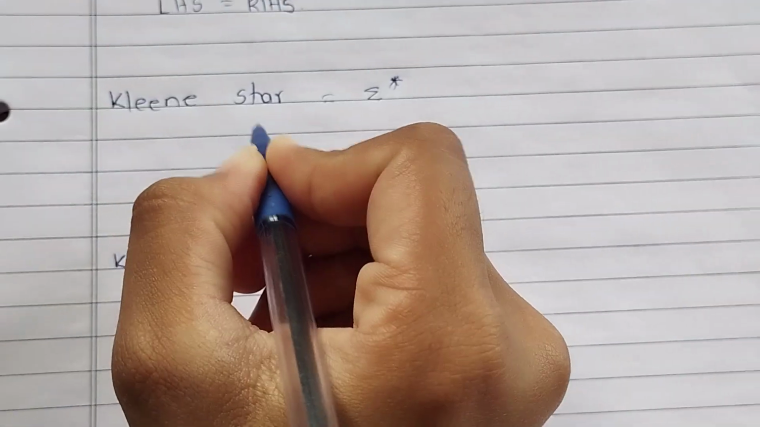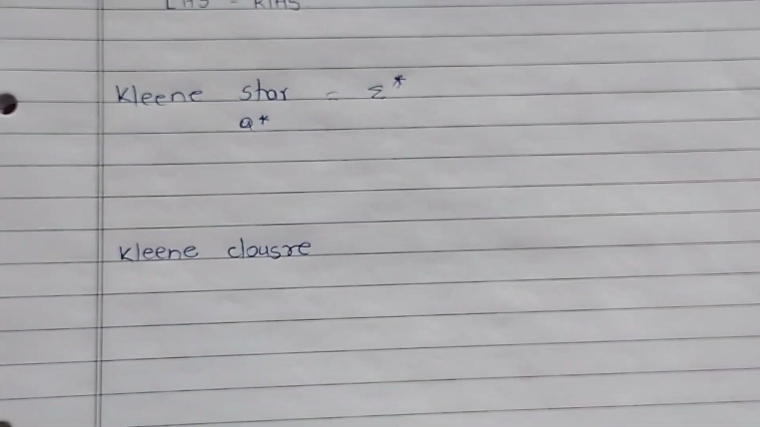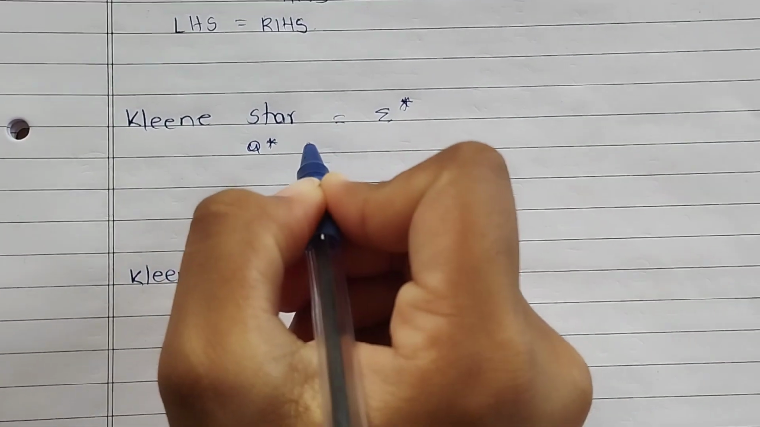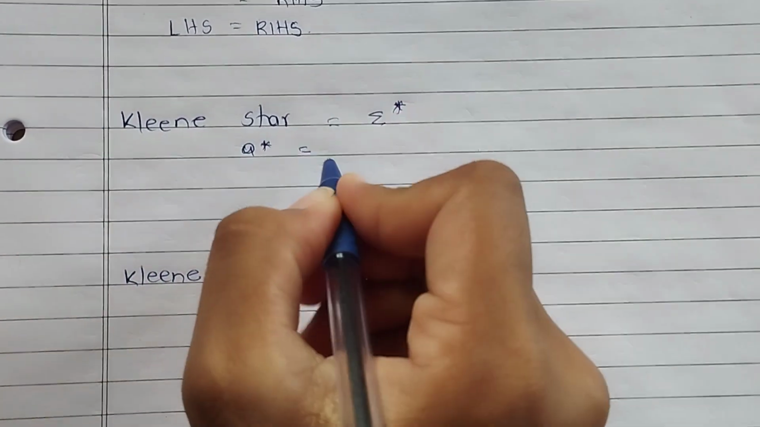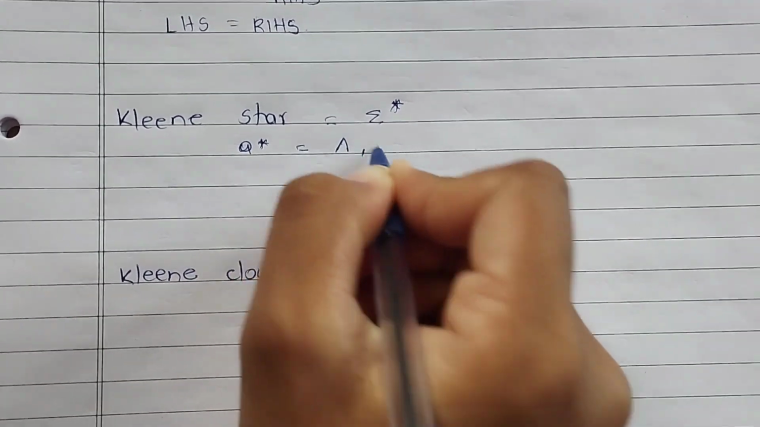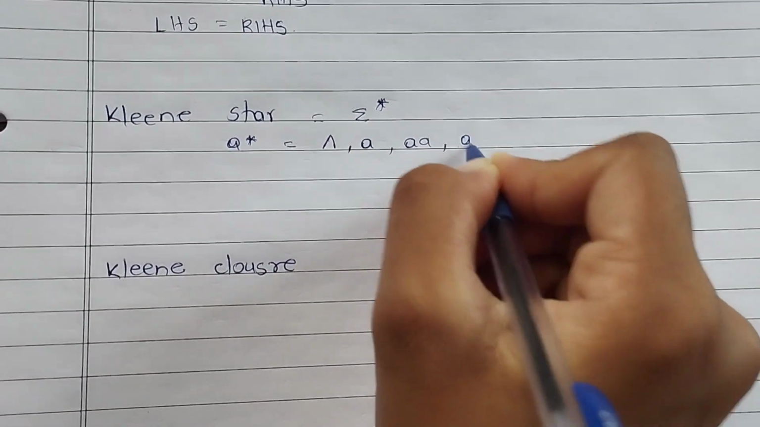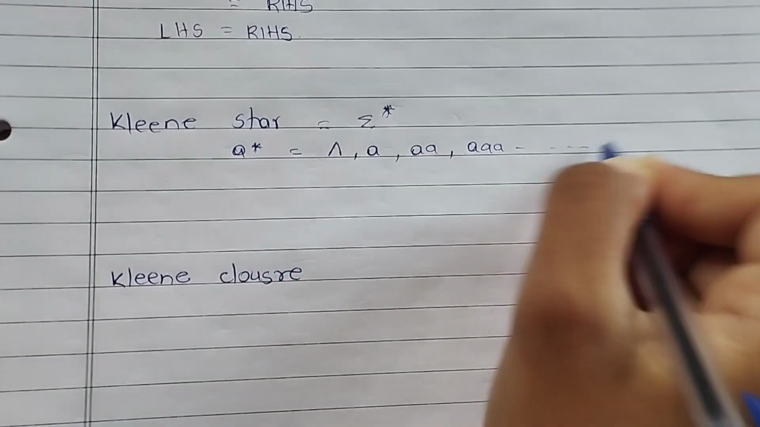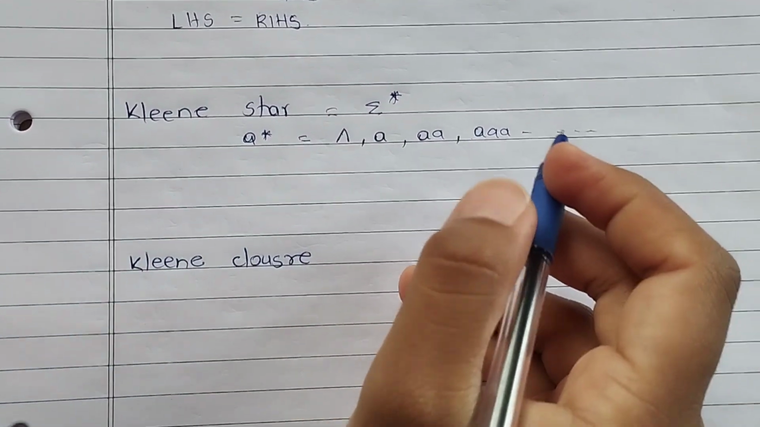For example, as we say A star. So what is meant by this A star? It means all the combinations of the A. So this can be null, single A, double A, triple A, up to n A. So this is the A star.